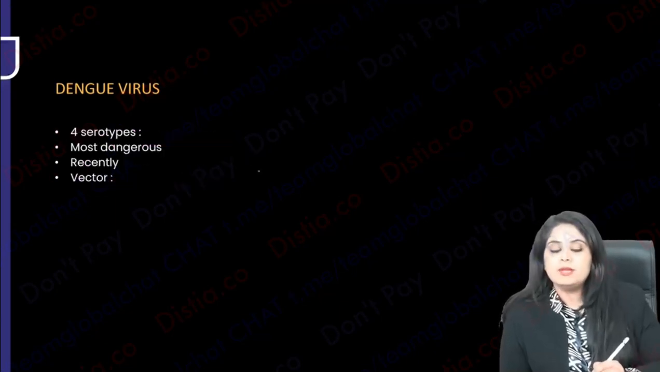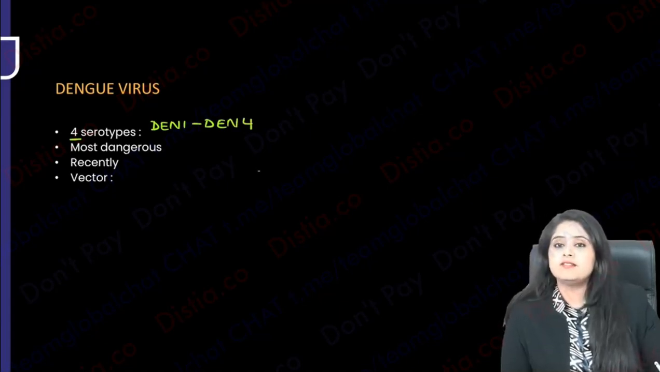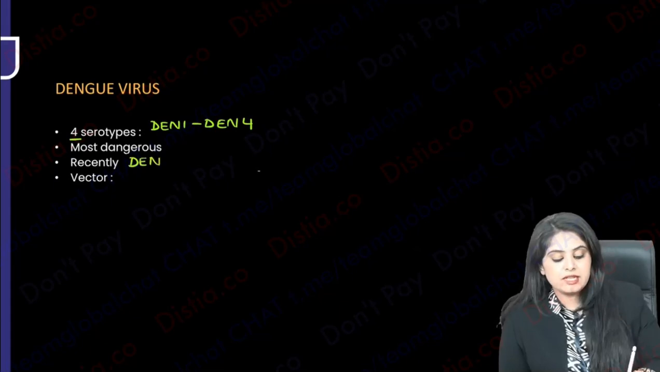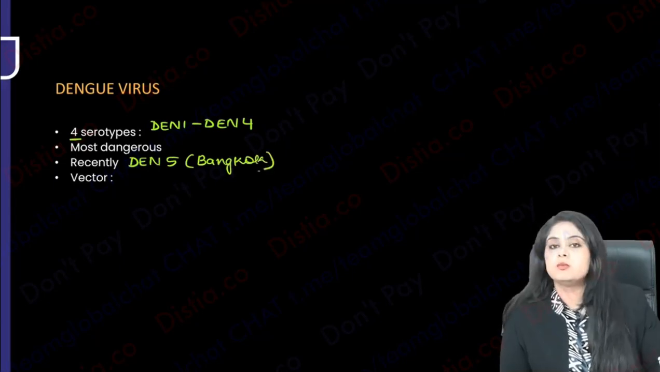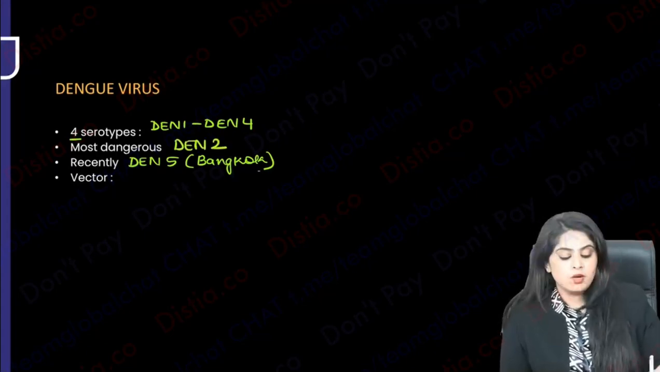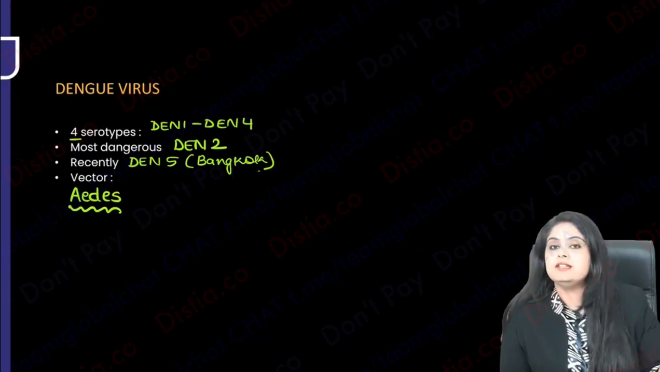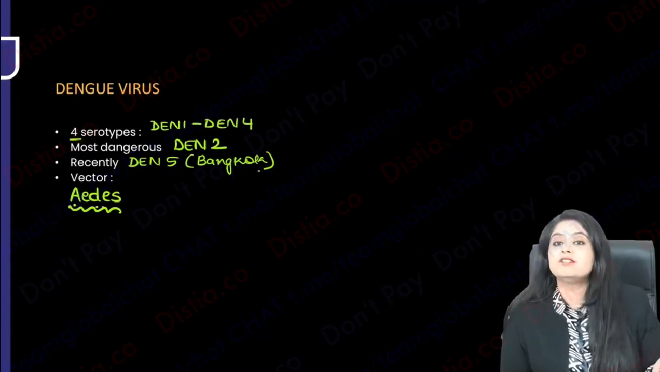So when I start off with how many types it has, we all know there is DEN 1 to DEN 4 that are available. The vaccine that we have, Dengvaxia, also has protection against 4 serotypes. But recently DEN 5 has also been identified in Bangkok. That is a separate issue, but please remember we have 1 to 4 which is the most common, and DEN 2 is the one which is most dangerous. What is the vector? No points for guessing. Of course the vector is going to be the Aedes mosquito, and yes, we have something very similar to Aedes over here which is known as ADE.